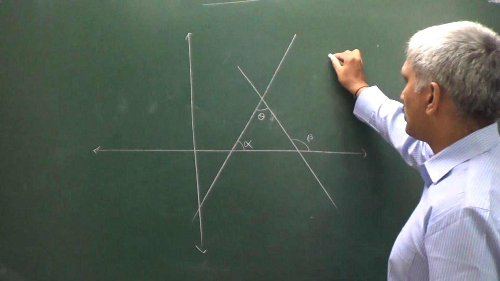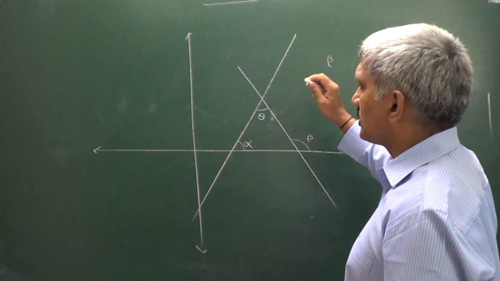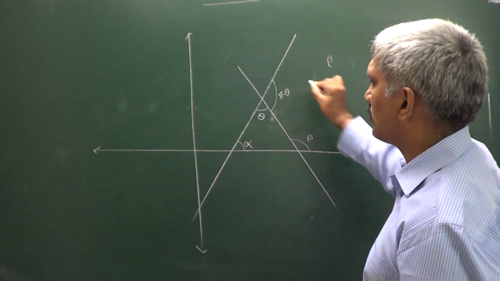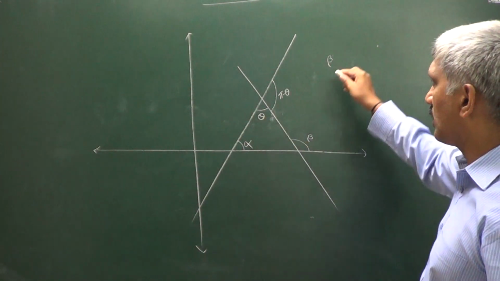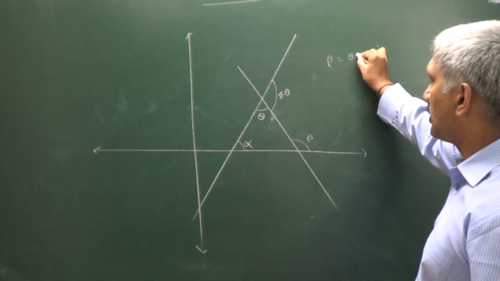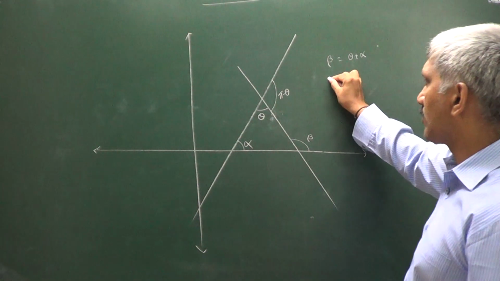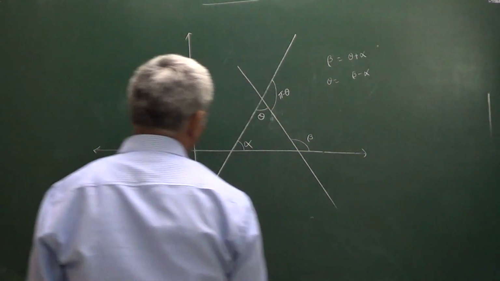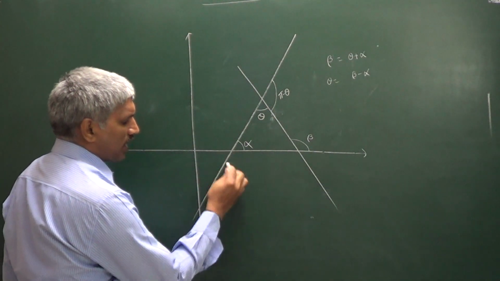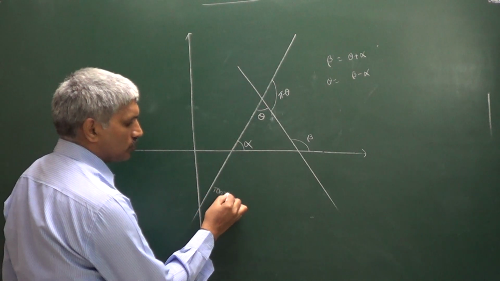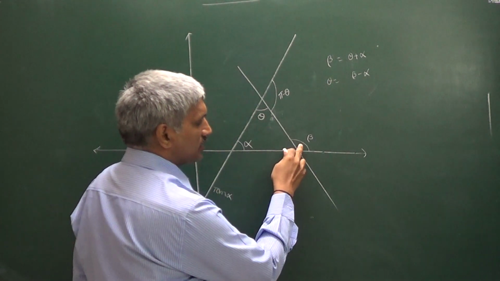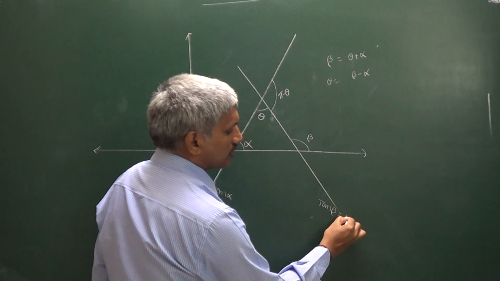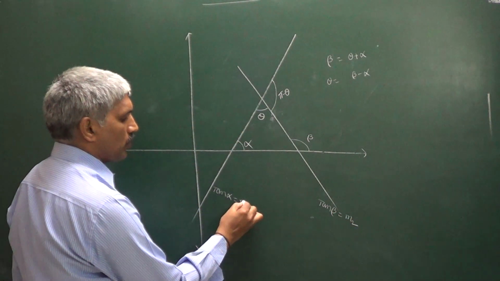Now, theta is the angle between the two lines, which means 180 minus theta is also the angle between the two lines. So from this triangle we can write beta is equal to theta plus alpha, so I can write theta is equal to beta minus alpha. This line's inclination is alpha, so the slope of this line is tan alpha. This line's inclination is beta, so the slope of this line is tan beta. Let us say this is m2 and this is m1.